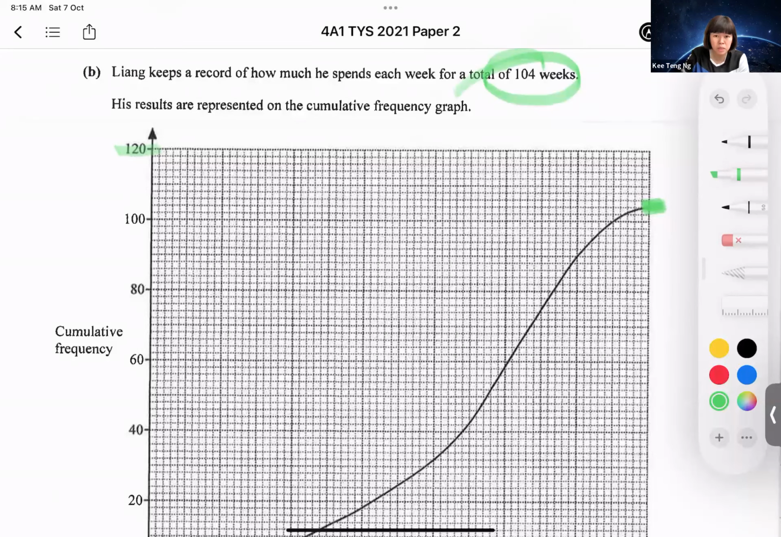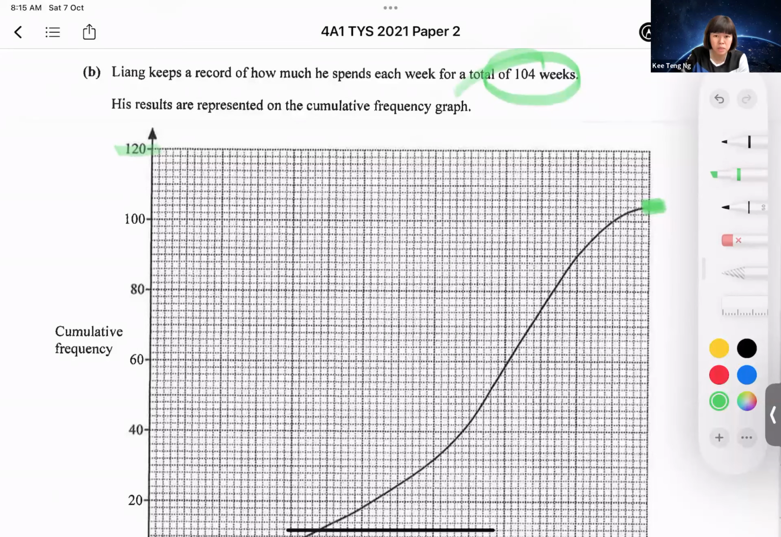Right, then you have your cumulative frequency curve. Let me look at my questions. First question, use the graph to estimate the median. You need 50% times, remember, it's not 120. 120 only exists on the axis. What's the total number of weeks that he has? 104 weeks. Okay, so it's 50% of 104.